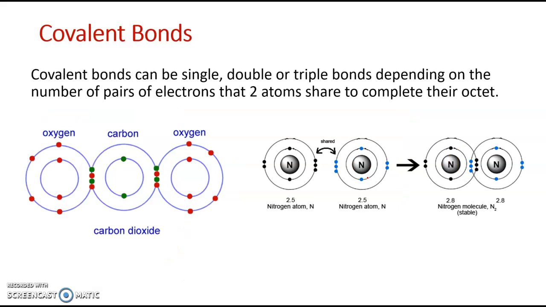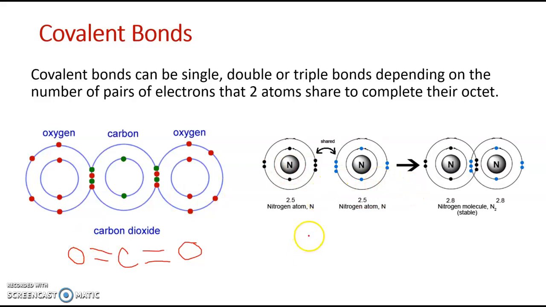Atoms can also form double and triple covalent bonds, depending on the number of electron pairs that are shared between each atom. So for example, in carbon dioxide, the carbon atom has 4 valence electrons, and each oxygen atom has 6. So the carbon atom has to form 2 pairs. That will be an example of a double covalent bond.